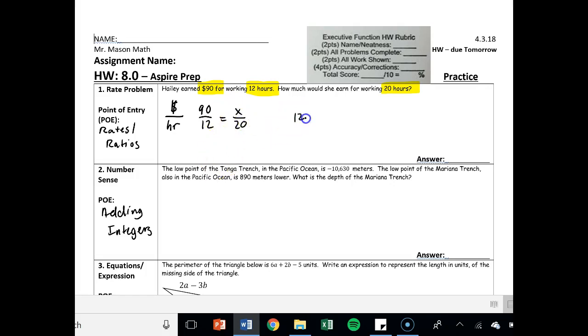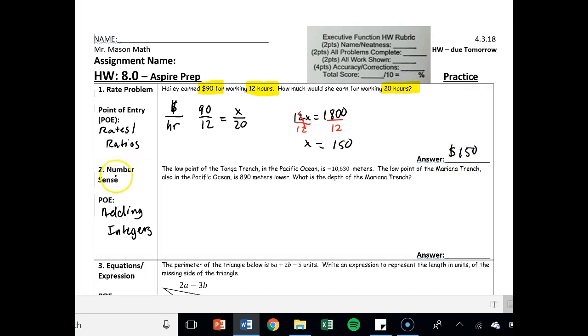When you cross multiply, you get 12x is equal to 1800. Divide both sides by 12. And you get your answer of x is equal to 150. So in 20 hours, she would earn $150.